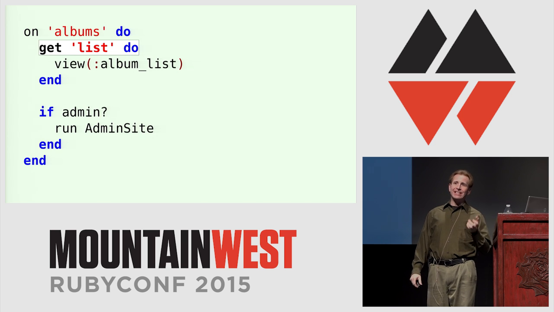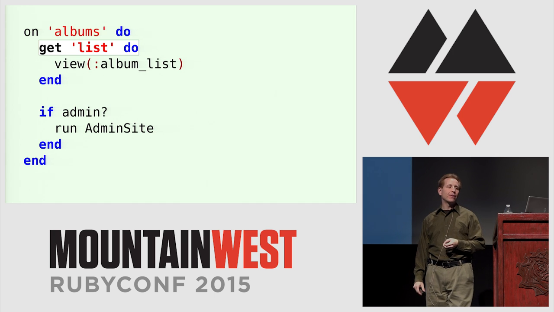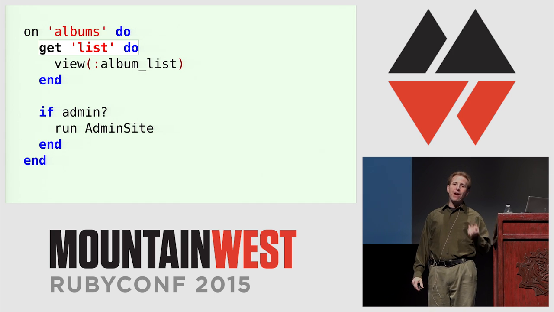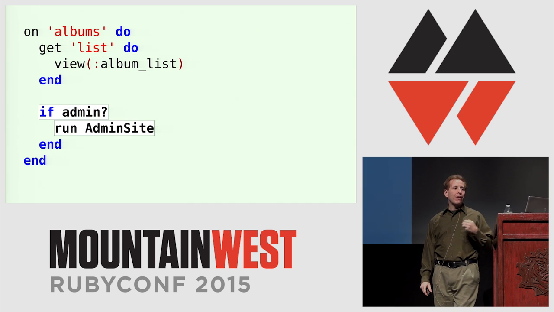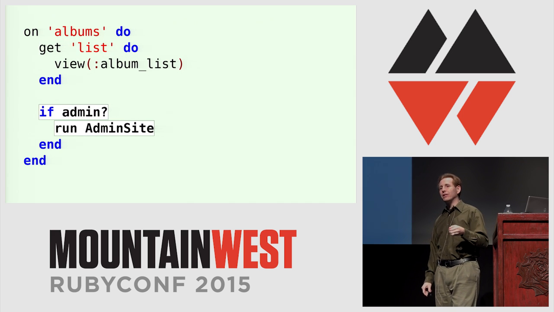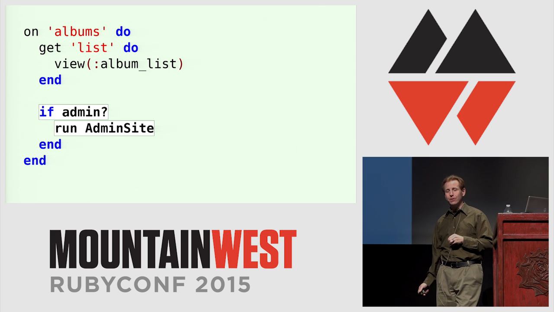Now, because a routing tree is directly executed, you can include arbitrary logic that affects routing. And in this example, you have a routing tree that makes the list of albums available to everyone, but for admins, it also routes other requests to an admin site Rack application.